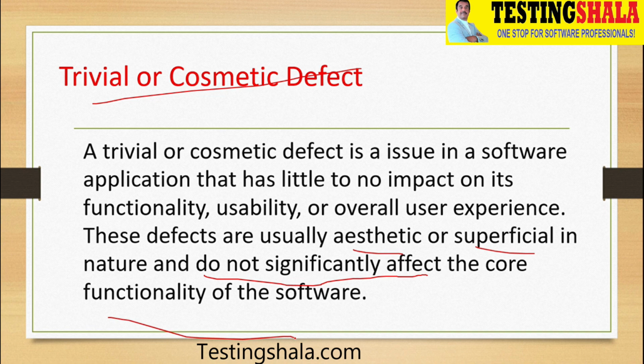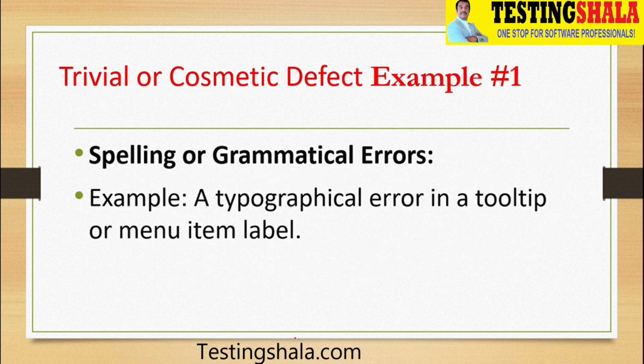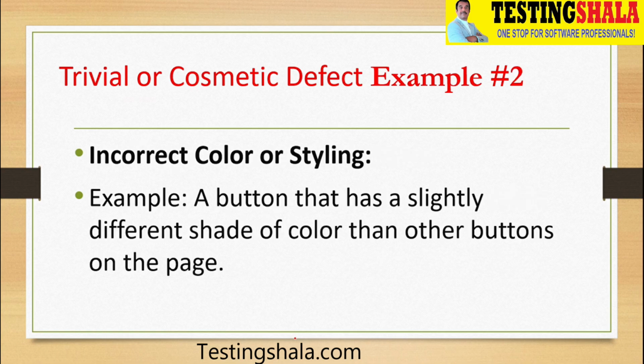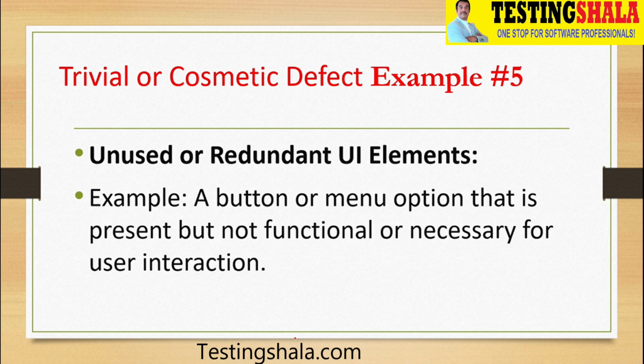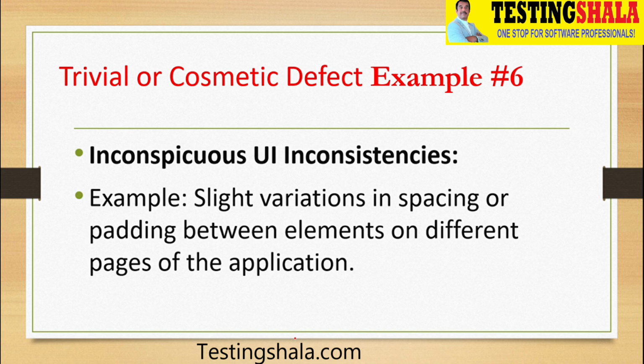If we take an example, as we discussed, even a spelling or grammar error will be categorized under trivial, and even incorrect coloring or styling will be logged under this category. Alignment issues, inconsistency in font sizes, unused redundant UI elements, inconsistency in the UI aspect, all these things will be categorized under trivial or cosmetic defect.